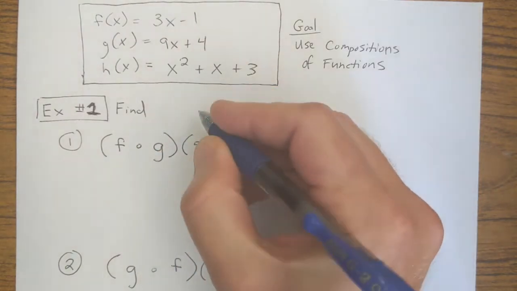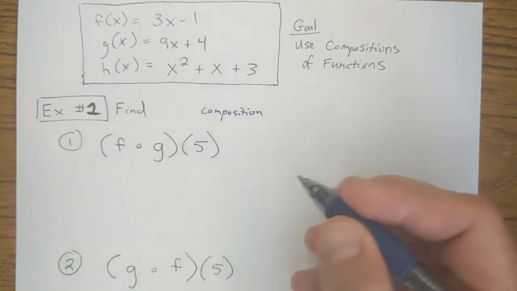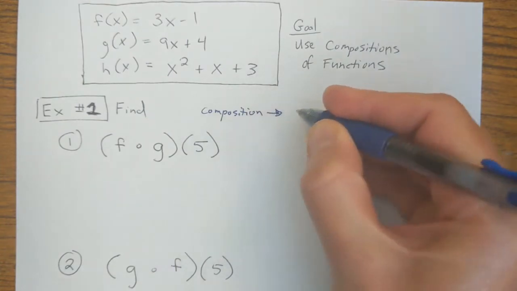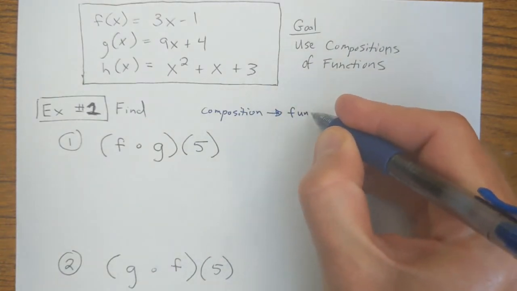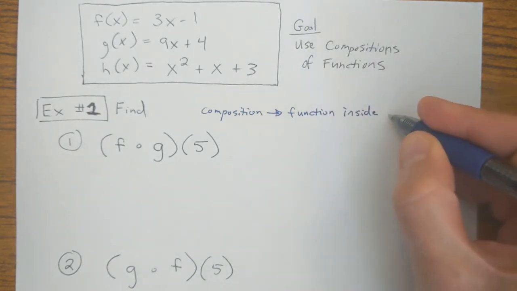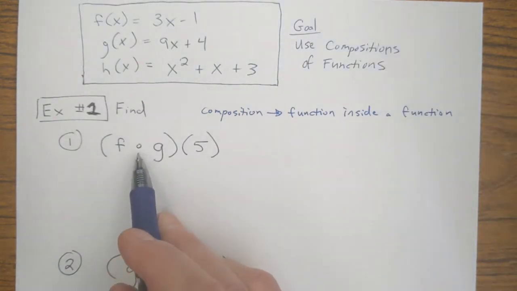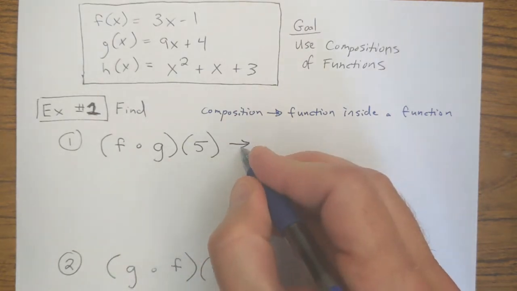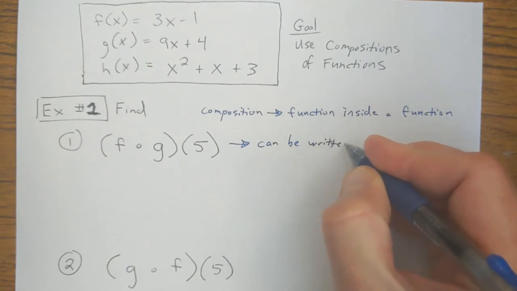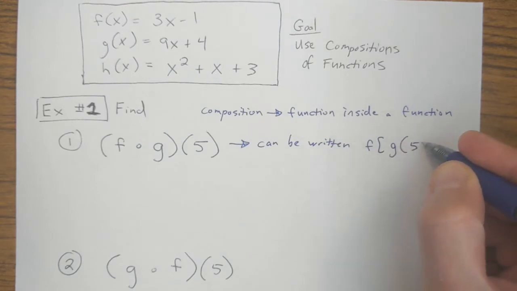So when you see this little circle, it represents what's called a composition. And I do recommend you write these examples down, work them out along with me. A composition is, to put it simply, when you put one function inside a different function. So when you have this little circle here, this can actually be rewritten as f of g of 5.